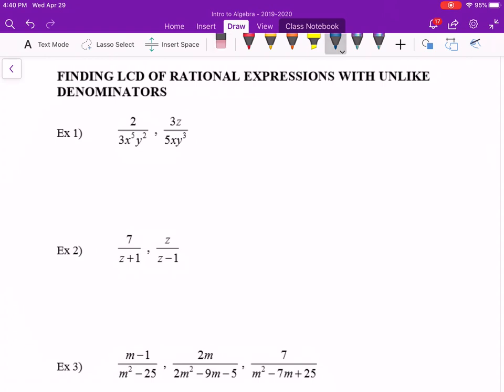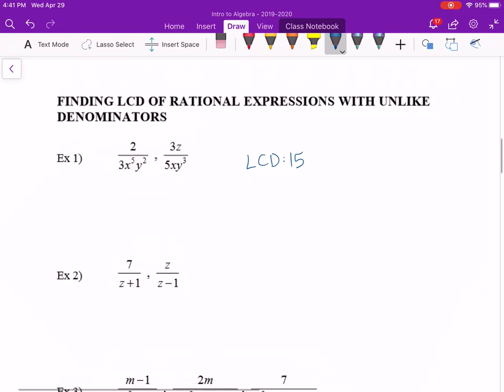So numerically, your LCD is going to be just like it's always been. Thinking about what could I multiply each fraction by to get to this common denominator. So a 3 and a 5, the least common one, right? Of course, you could also make this a 30, a 5 times something, a 3 times, but the smallest one is 15. x to the 5th is the smallest as far as what they can both become.